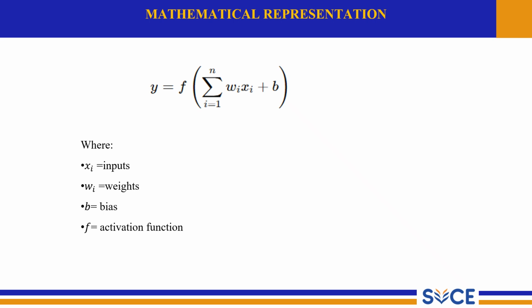w_i are the weights associated with each input that determine the importance of that input in producing the output. Bias helps to shift the activation function, allowing the neuron to model patterns more flexibly. So f is the activation function, which introduces non-linearity into the network. Common examples include sigmoid, ReLU and tanh. These give the output of the neuron, which either goes to the next layer of the network or serves as a final prediction if it is in the output layer.